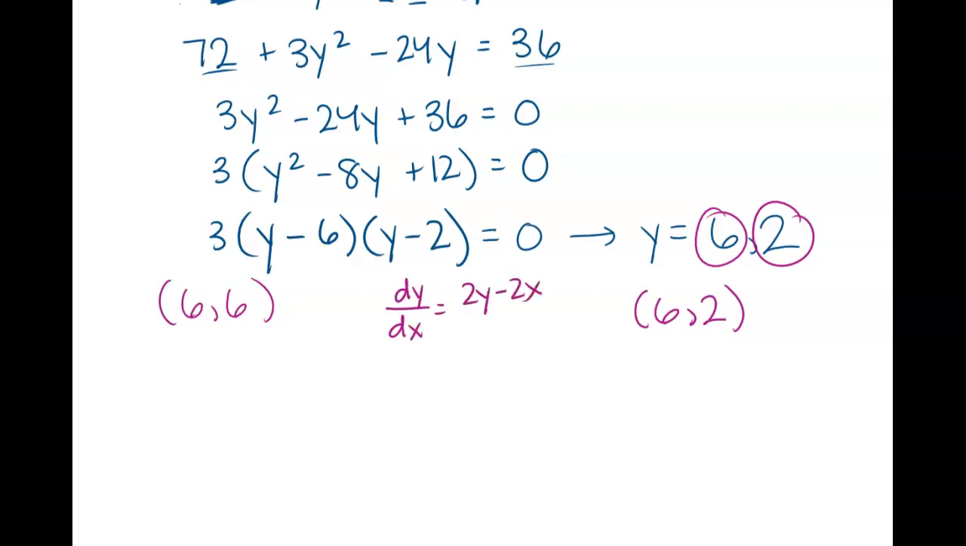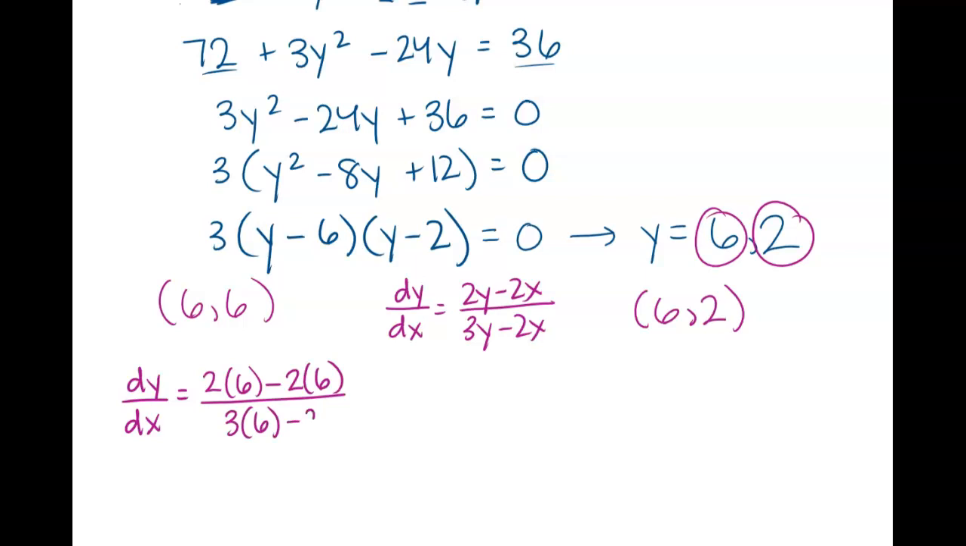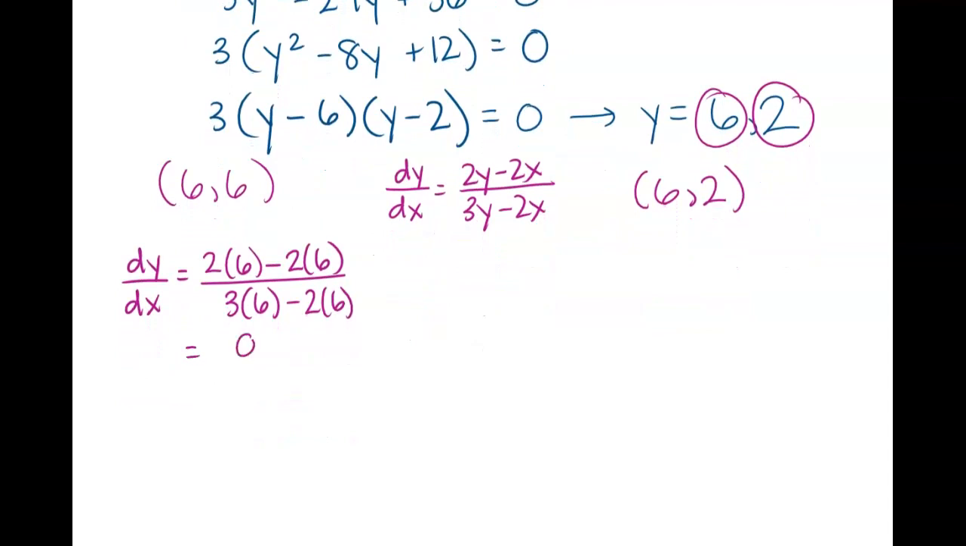2y minus 2x over 3y minus 2x. And if we put in the point (6, 6), dy/dx equals 2 times 6 minus 2 times 6 over 3 times 6 minus 2 times 6. 12 minus 12 on the top is 0, divided by 18 minus 12, which is 6. So the slope of the tangent line at the point (6, 6) is 0.